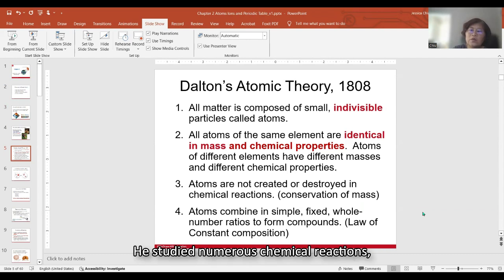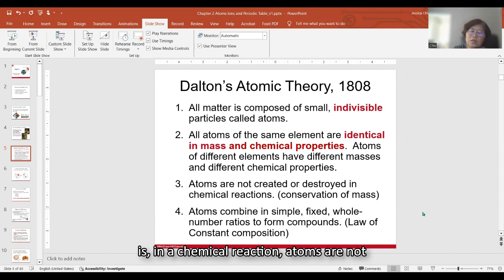He studied numerous chemical reactions, making careful measurements and observations. He came up with a theory called Dalton's atomic theory. There are four main ideas in his theory. The first one is, all matter is composed of small, indivisible particles called atoms. The second is, all atoms of the same element are identical in mass and chemical properties.